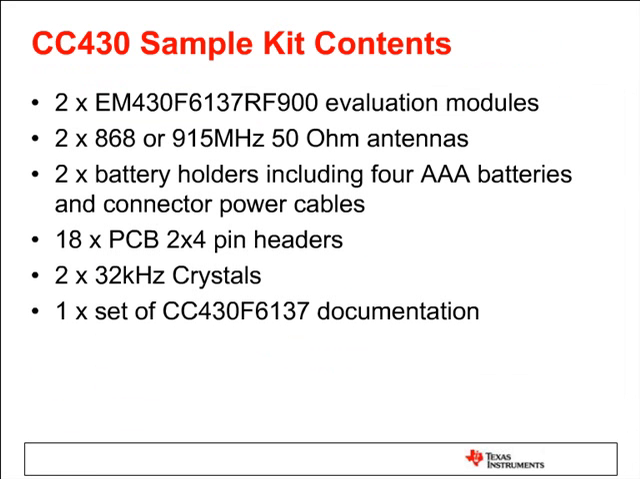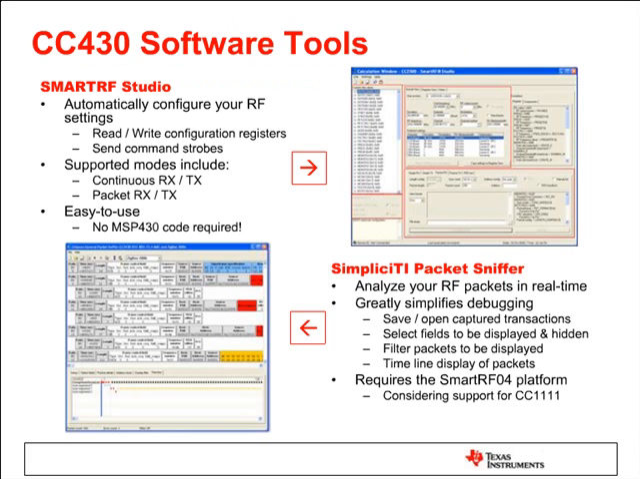The sample kit contents come with 2 of these guys because one of them does you no good. You have 2 antennas, battery holders so they can operate wirelessly, the 2x4 pin headers that I was talking about to get a hold of your signals, the 32 kilohertz crystal, and the documentation. All of the documentation you'll actually be pointed online because it's available online. SmartRF Studio, very cool.